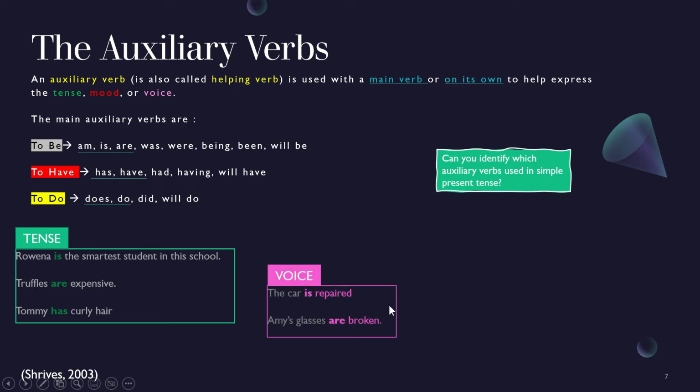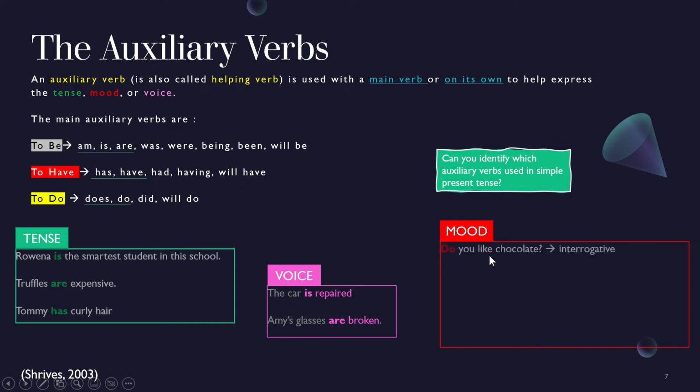Or it can be used to express voice here. It can be used to express voice. Voice is related to the passive or the active. The car is repaired. Amy's glasses are broken. Or the auxiliary verbs are used to express the mood.